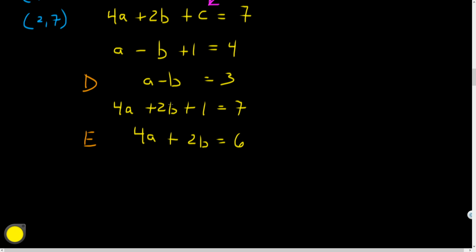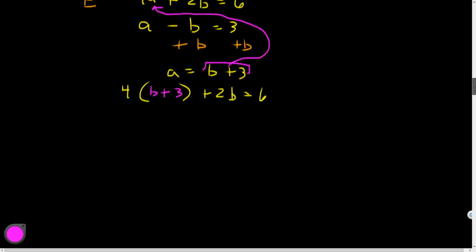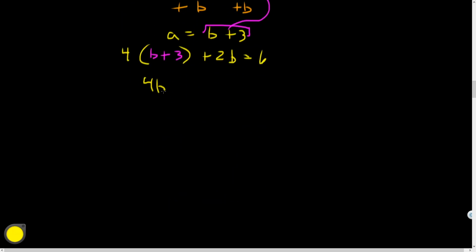You could then solve by substitution. All right, I'll do it. I'm going to solve by substitution because this a looks like a nice one to solve for. So if I do a minus b equals 3, I would solve for a. I'd get a equals b plus 3. I could then substitute that into the other equation. So 4 times that plus 2b equals 6. And I've got b plus 3. And so 4b plus 12 plus 2b equals 6.